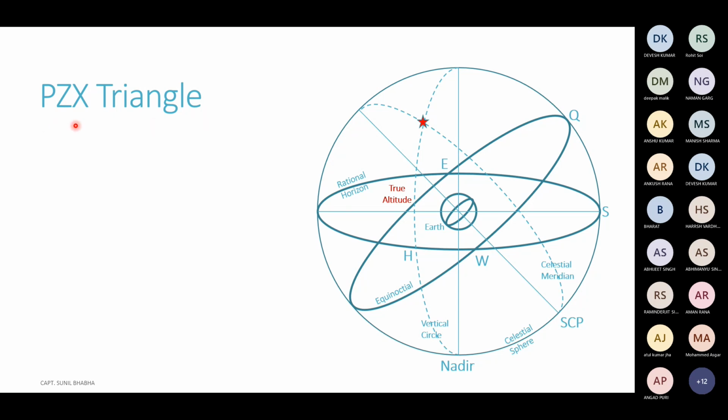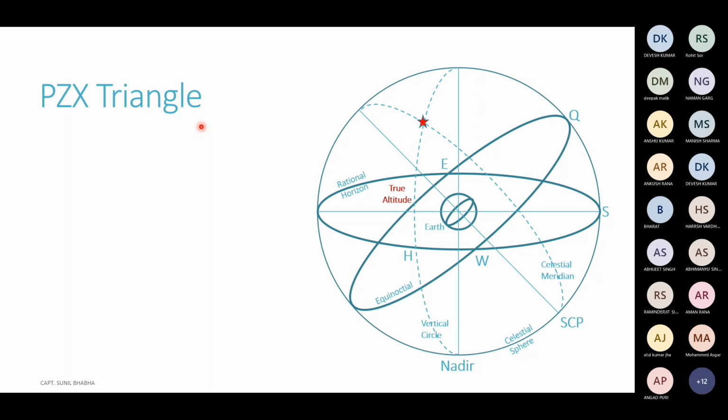So we will use the two systems which we have just now discussed to understand what this PZX triangle is. The PZX triangle concept is what we use in celestial navigation to solve most of the problems. In fact, I would say the entire celestial navigation is based on the PZX triangle only.